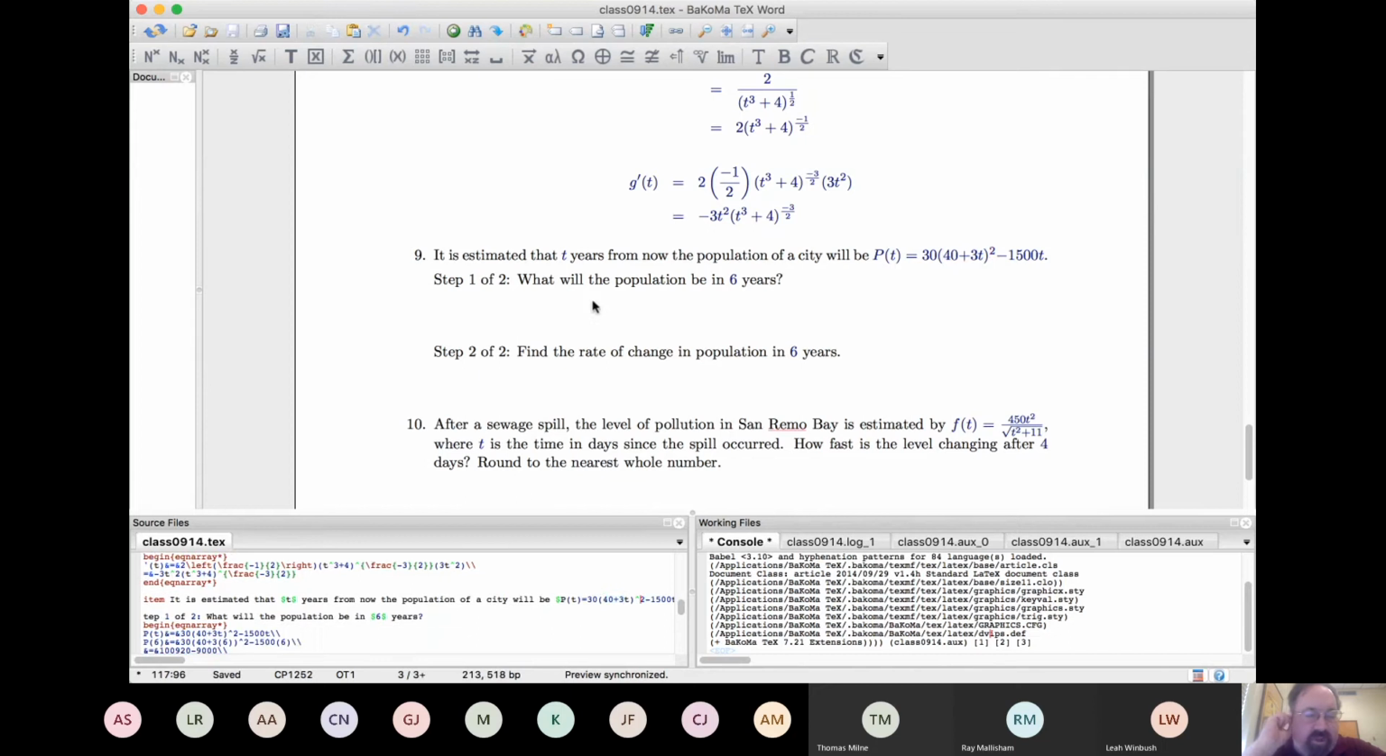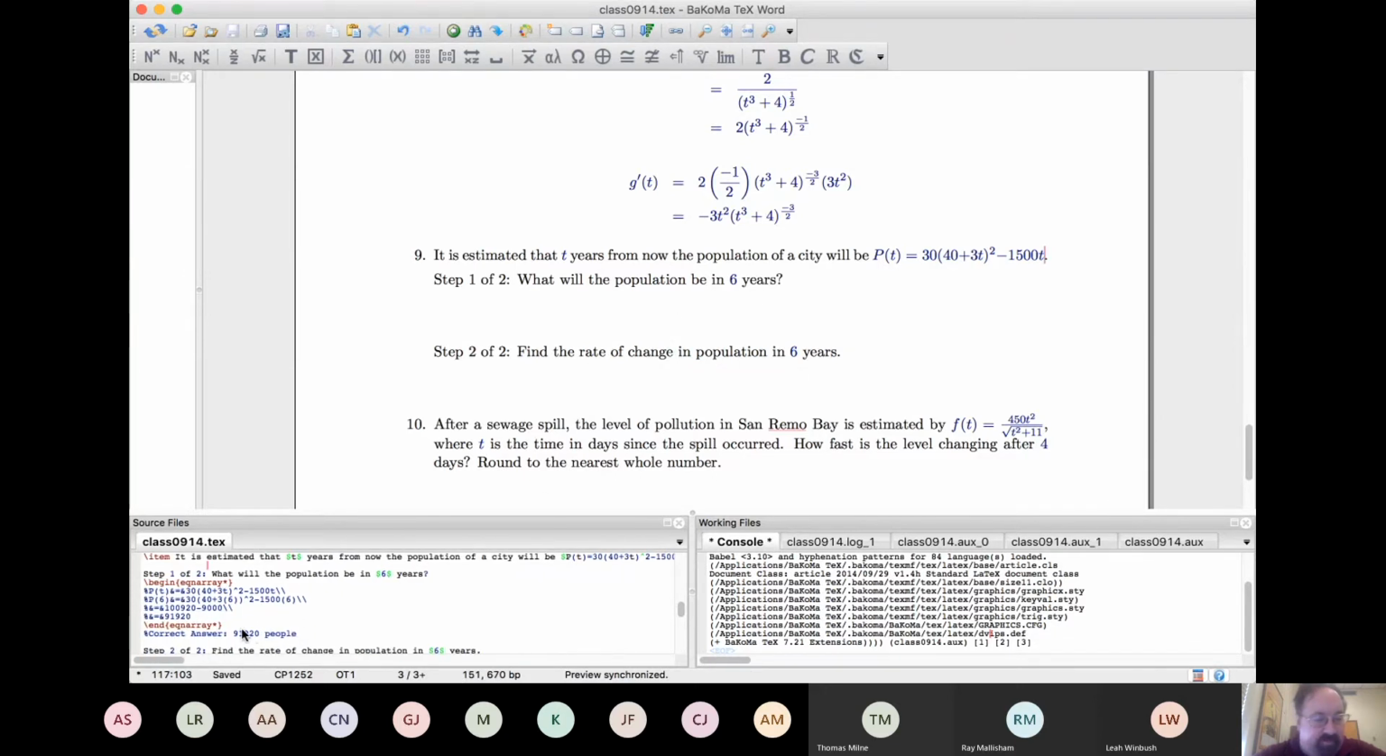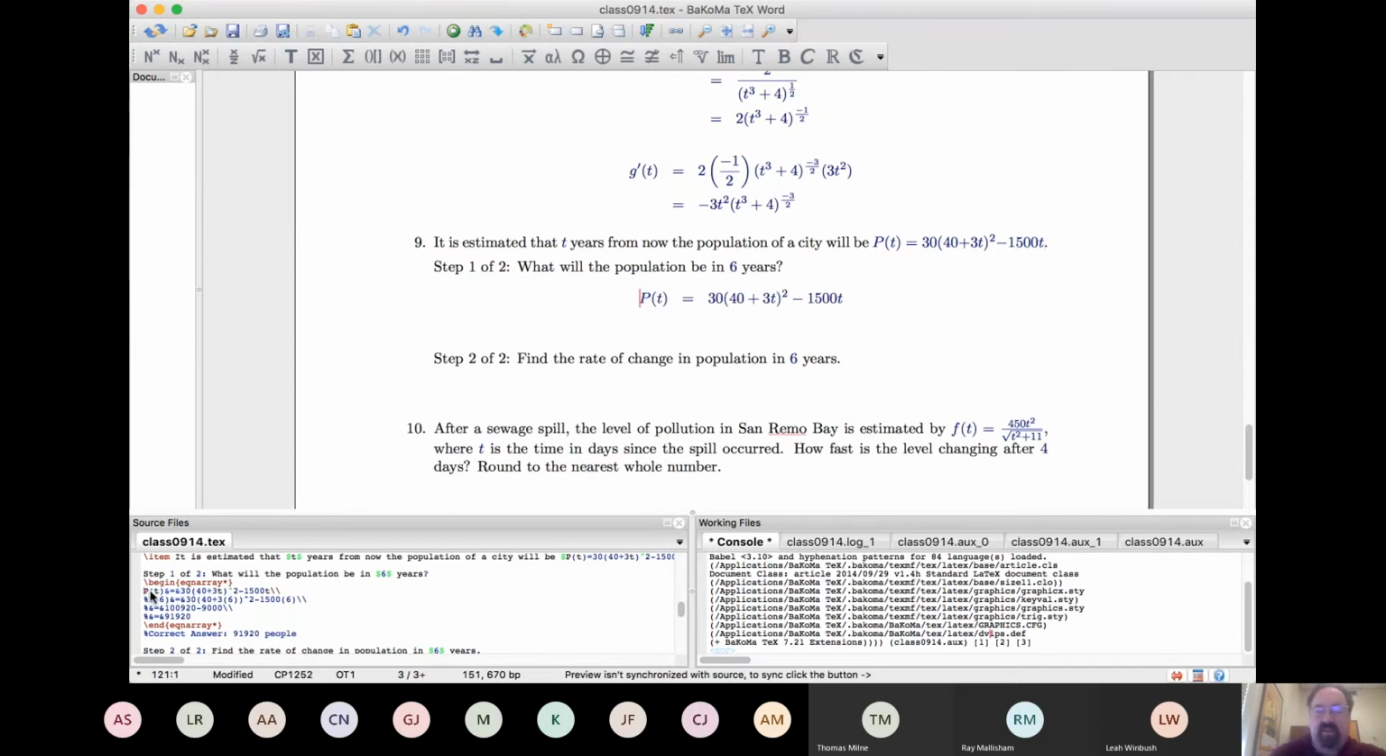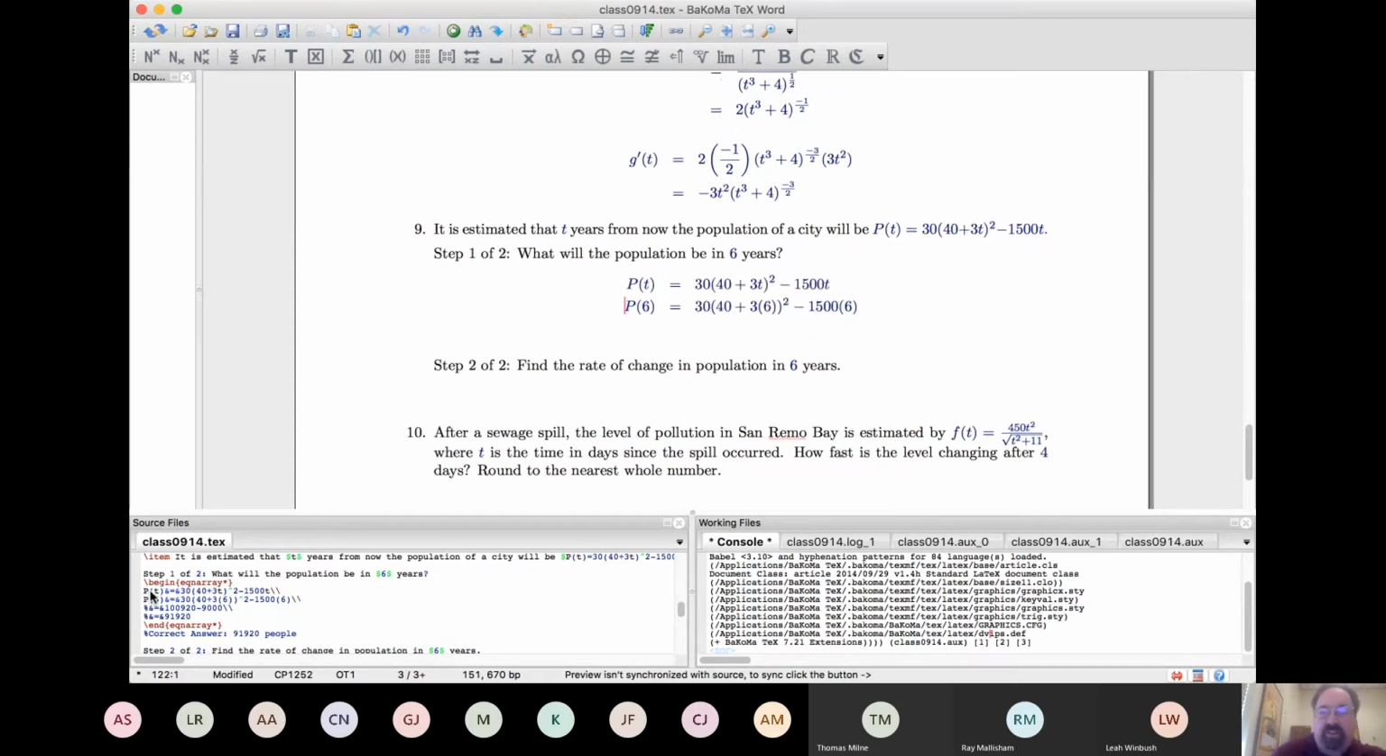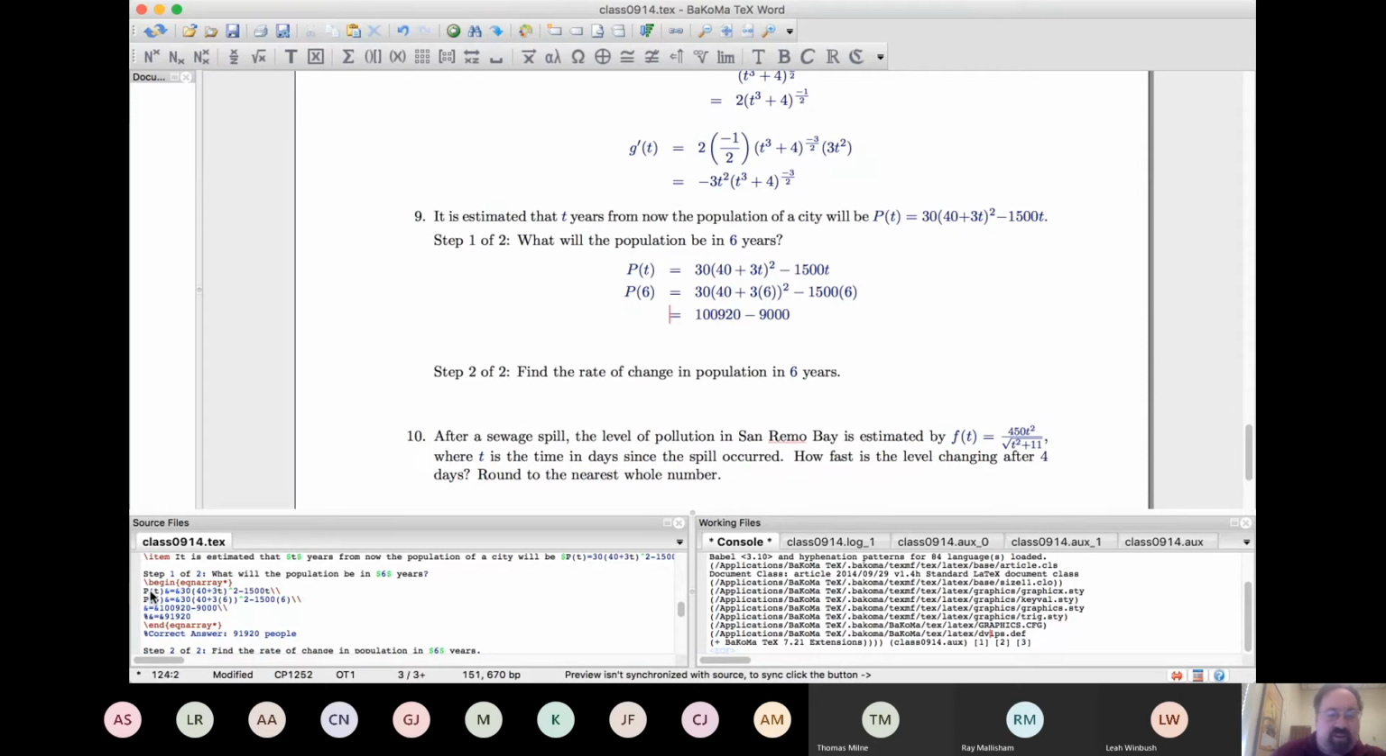And so you'll often have problems like these that come in two parts. The first part calls for just evaluating the original function that's given at a certain point. Here, it's t years from now, so what will the population be in 6 years? So we substitute t equals 6 in here. So there's your function. You just go ahead and fill in t equals 6 and turn to your calculator and get all that worked out.